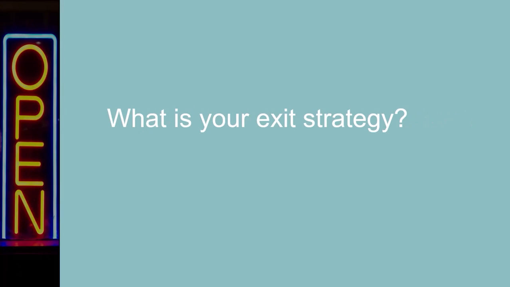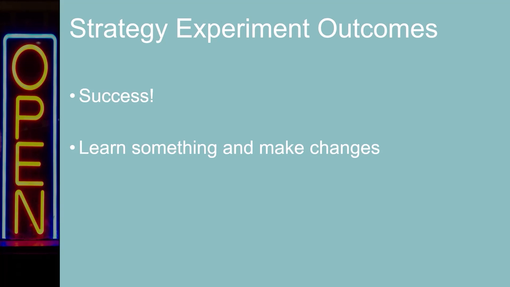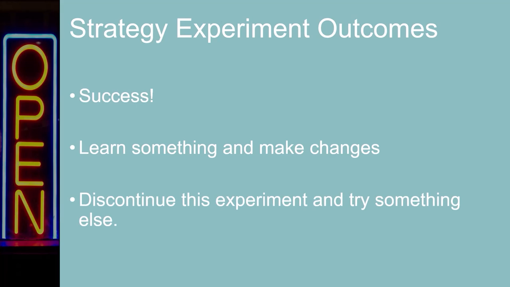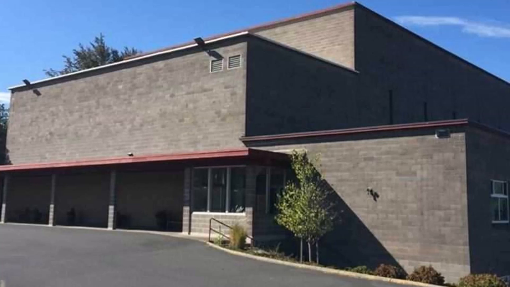I teach the entrepreneurial finance class to MBA students at a local college. In that class, I tell them that they need to plan their exit strategy whenever they start a company or implement a major strategy. The results of any strategy are uncertain. They are a series of experiments with three outcomes. The experiment is a success. We learn something in the experiment, and we decide to make changes to our strategy. The experiment results are not what we want, so we discontinue this experiment and try something else.